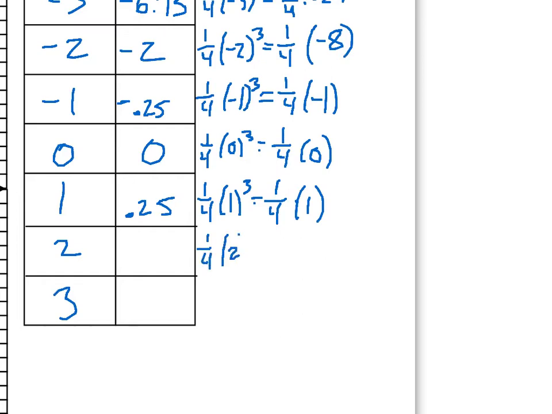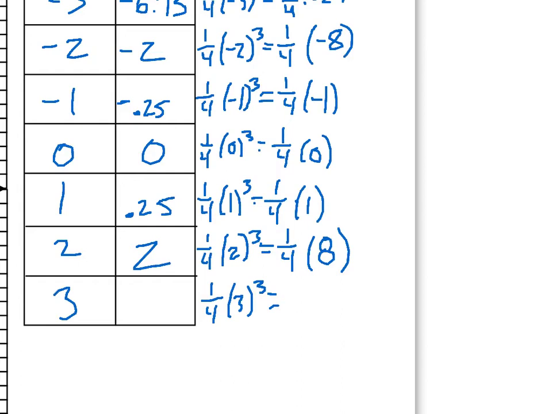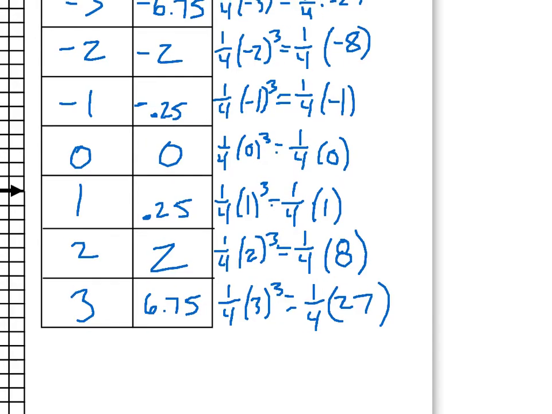1/4 times 2 to the third power. That's 1/4 times 8. That's 8 over 4, which is positive 2. And 1/4 times 3 to the third power is 1/4 times 27, which we've already done this division, should be a positive 6.75. All right, now let's worry about graphing.